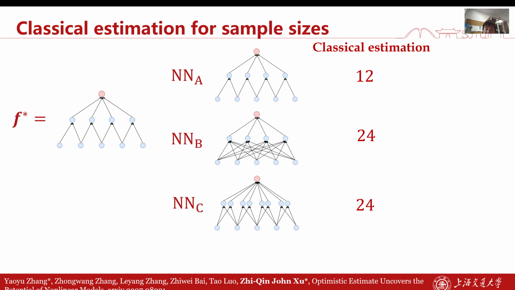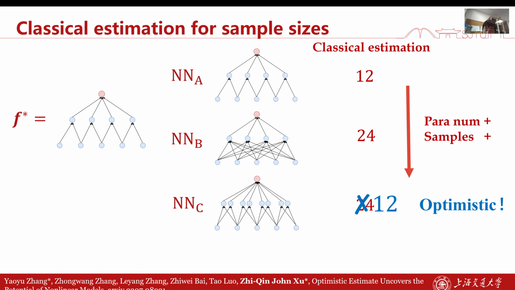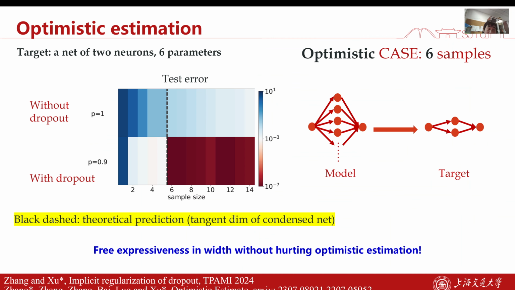But now, if we consider this optimistic estimation, it's slightly different, because these two neurons can be exactly the same. So this number should be 12, but not 24. So that is the case. And how do we achieve this? Our previous example shows that once we have this condensation, we have a chance to achieve this optimistic estimation. So condensation is very important.